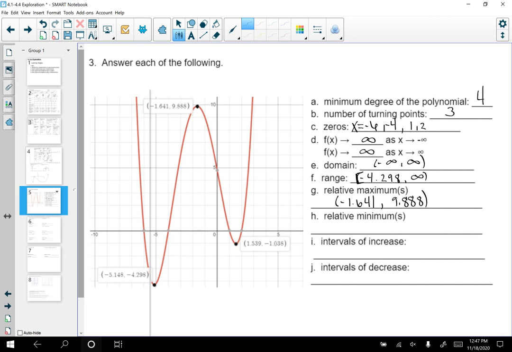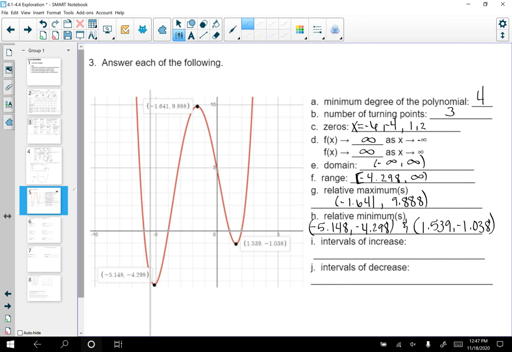Okay, now using that same concept, turning points are relative minimum. Here's a relative min, and here's a relative min. So we have two of them. So -5.148, -4.298, and 1.539, -1.03.